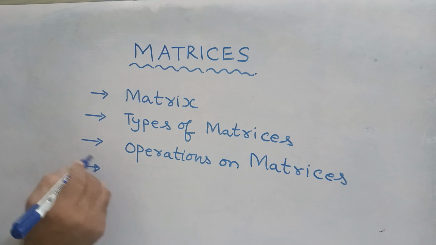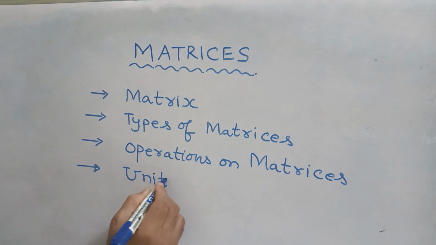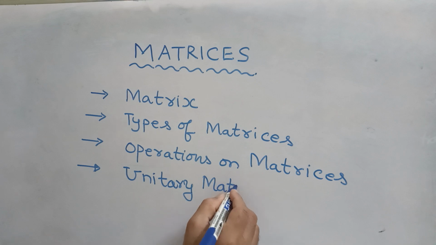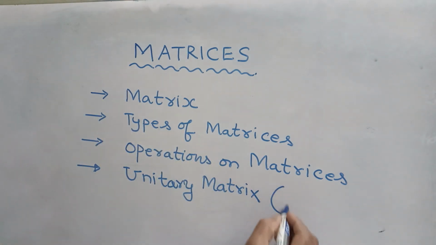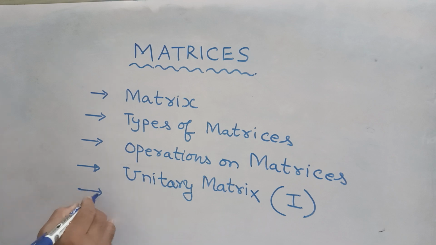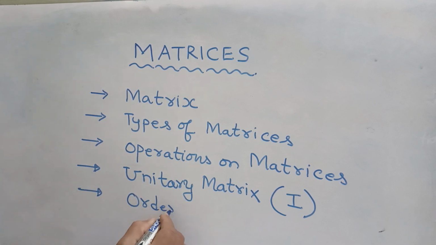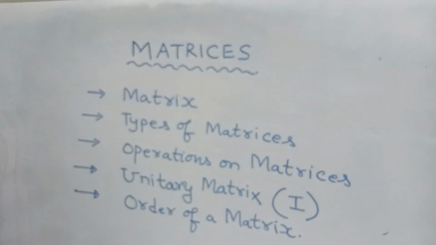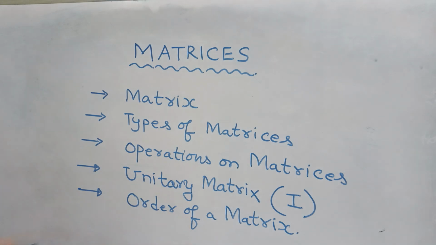And then what is a unitary matrix? That is denoted by the letter I. And next, what is the order of a matrix? Simply, you can call it the order of a matrix. So these are the very basic things that we are going to see while discussing matrices. As we go on, we will come across all these kinds of things during our presentations.